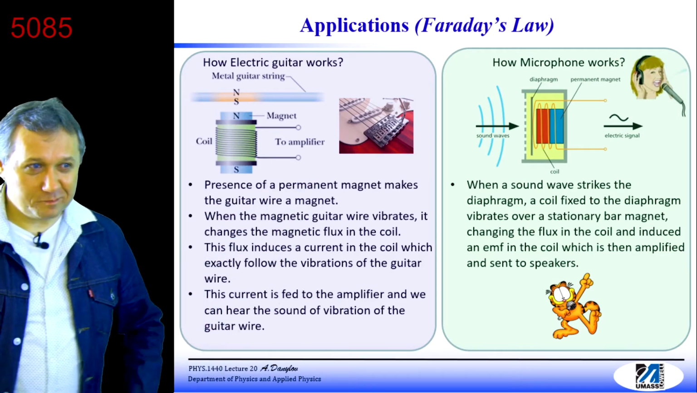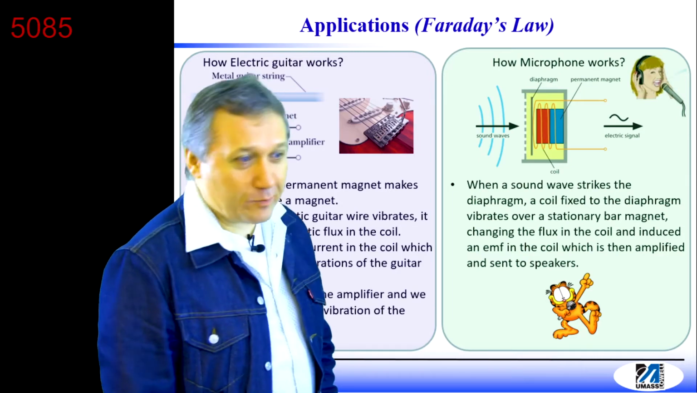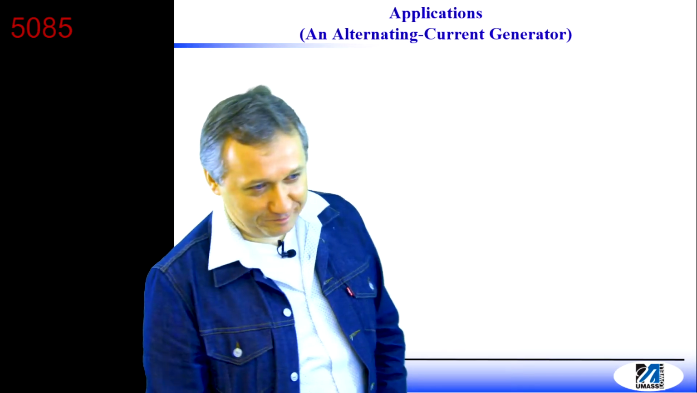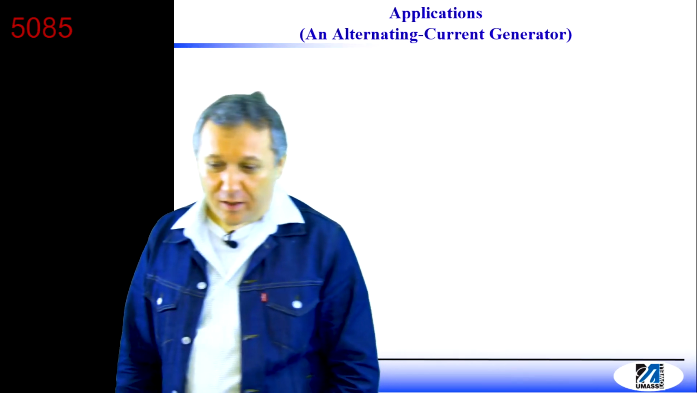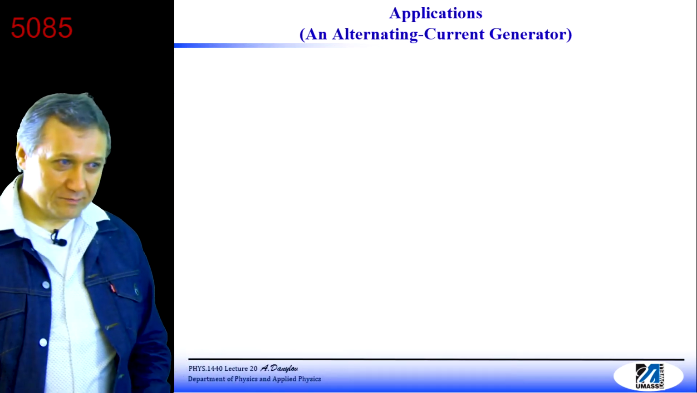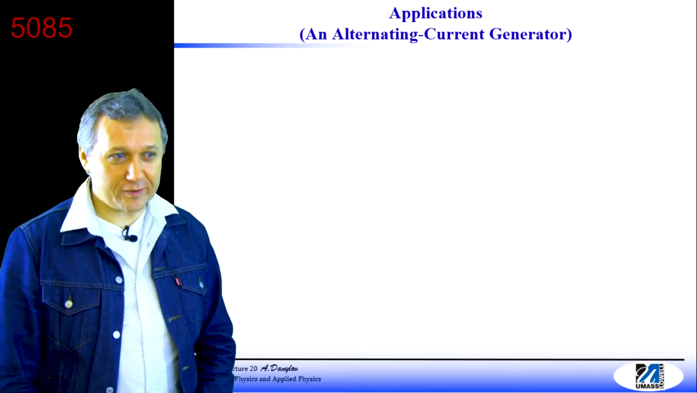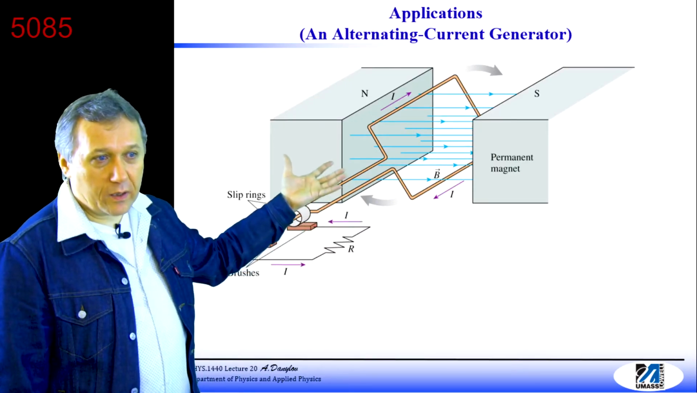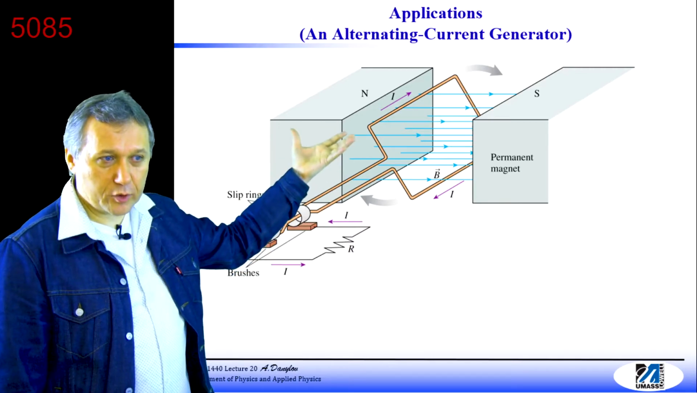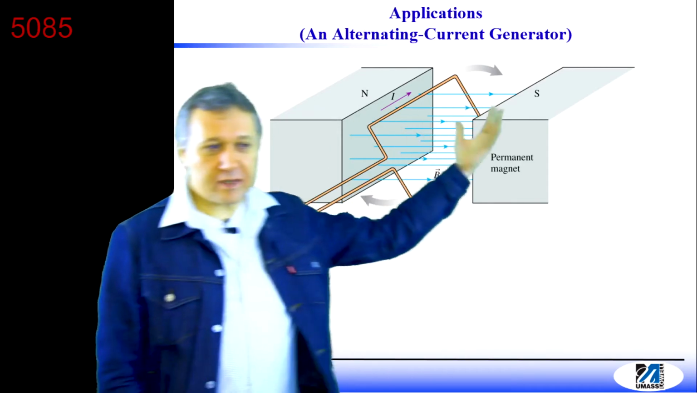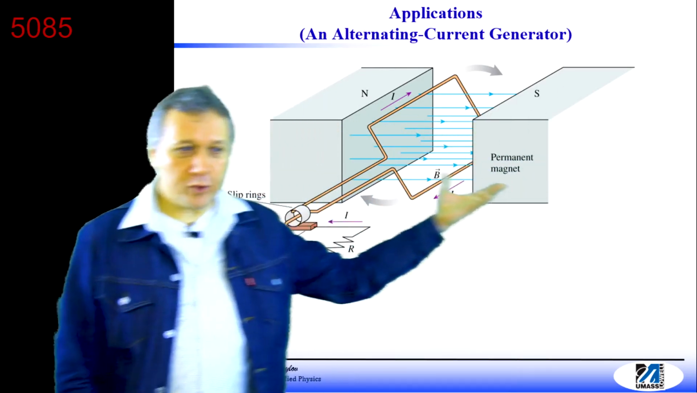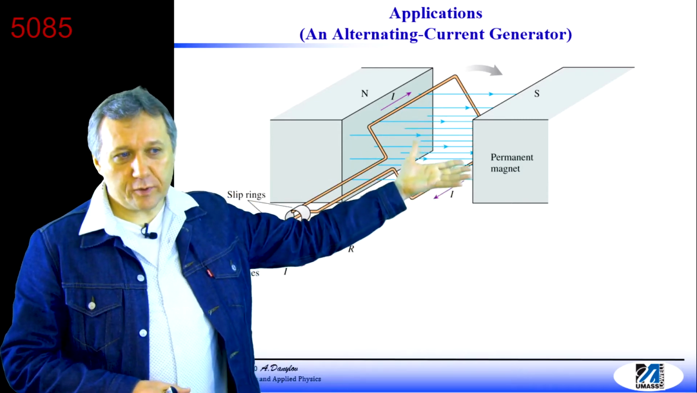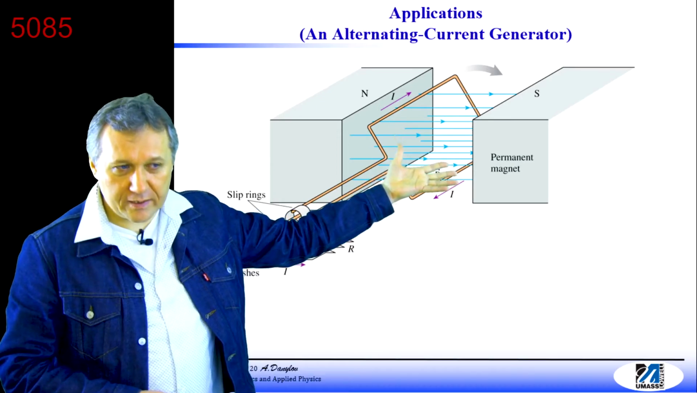Next example, maybe less cool, but very practical: generation of the current. This principle is used in all power stations where current is generated. Okay, the simplest diagram. We have two permanent magnets, the north pole of one magnet and the south pole of the second magnet. You can position them closer to each other, and between them there is a uniform magnetic field. You see those blue lines, the magnetic field lines.